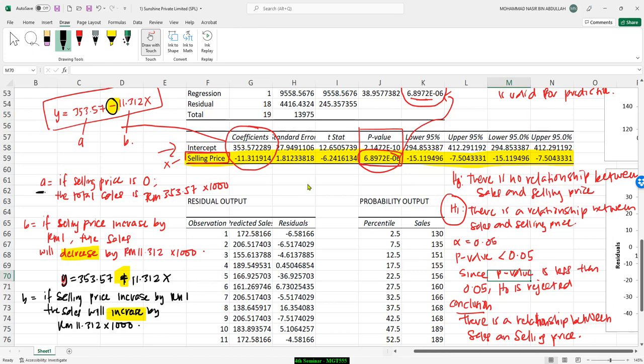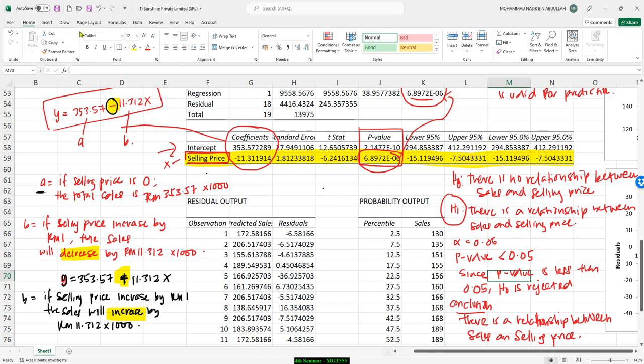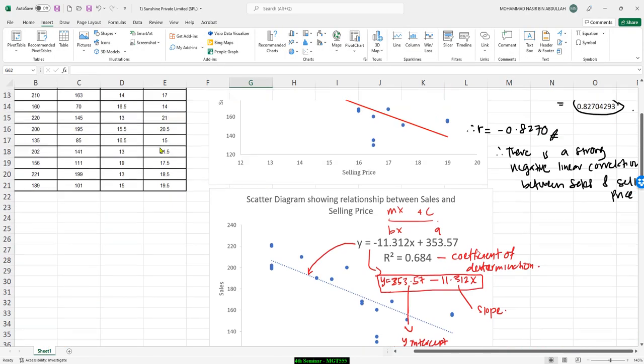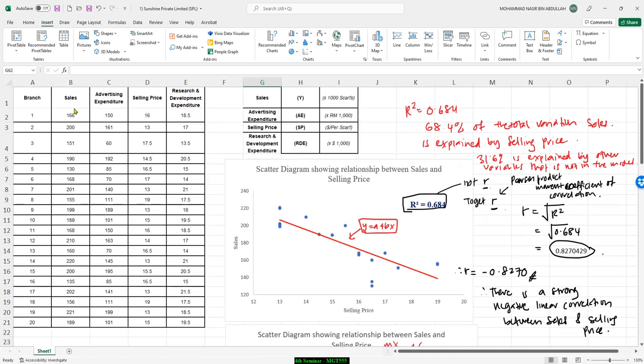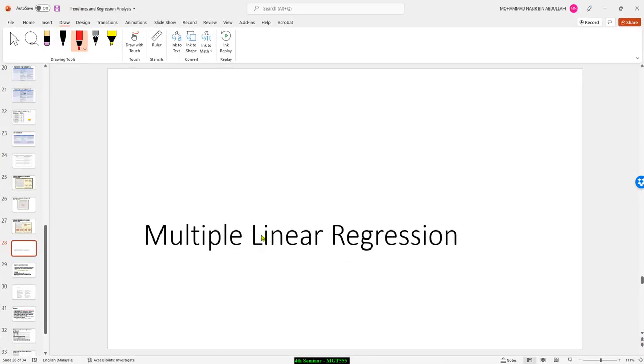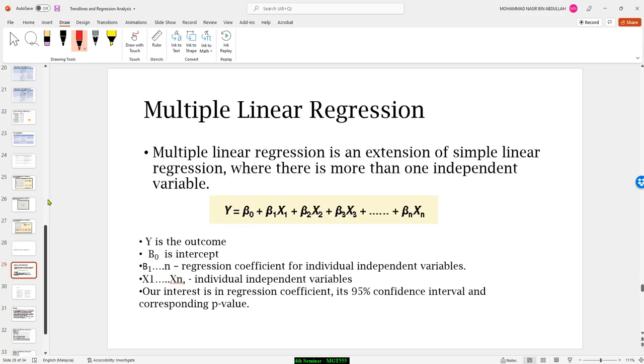So your task is to find the relationship between sales and advertising expenditure, sales and research development expenditure. Your task is to do that, right? Okay, so now let's look at multiple linear regression.